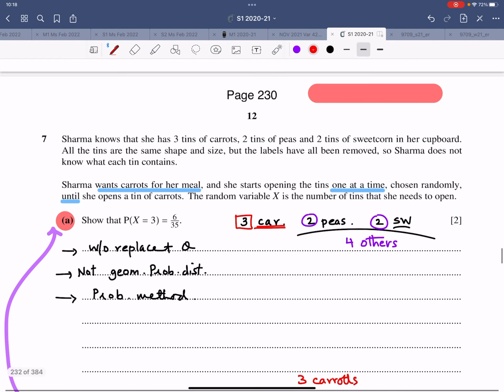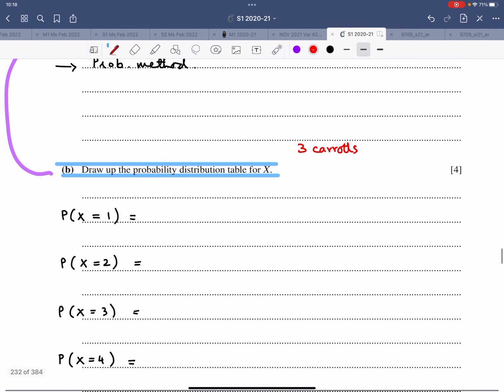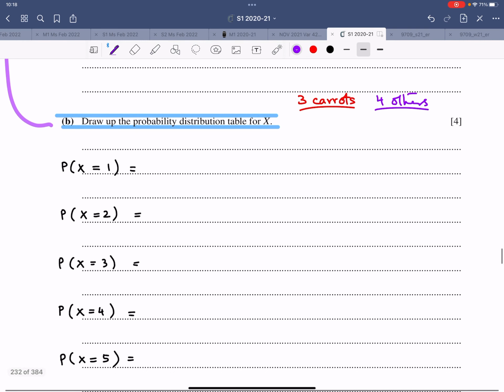CARROT. Okay. And there is a single T. So C and like this. 3 carrots and 4 others. So now the first denominator is simply 7. You're selecting out of 7 and it came out to be a carrot like this. So that is 3 over 7. That is the answer for the very first part.